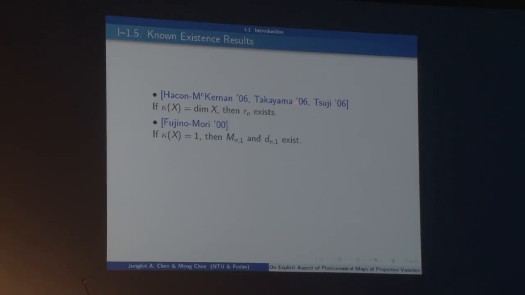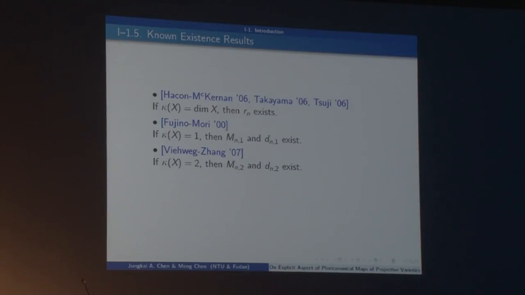And another important result is by Fujino-Mori. They build a canonical bundle formula, and by using the canonical bundle formula, they can show that if the Iitaka dimension is one, then such a bound exists and is computable theoretically. And by extending a similar technique, Chen and De-Qi Zhang prove that when the Iitaka dimension is two, they use some surface theory and can show that the existence result also holds.